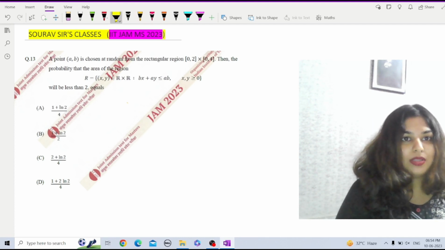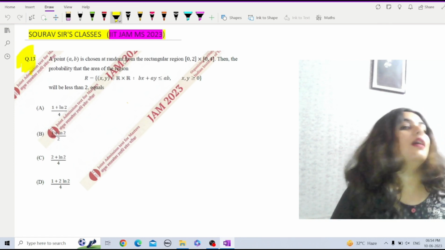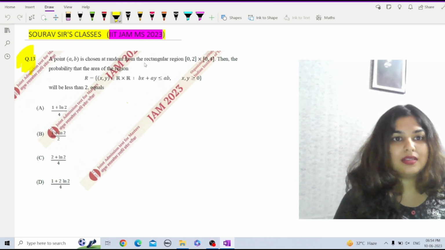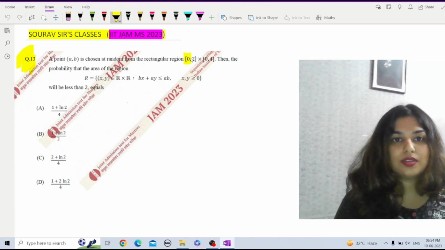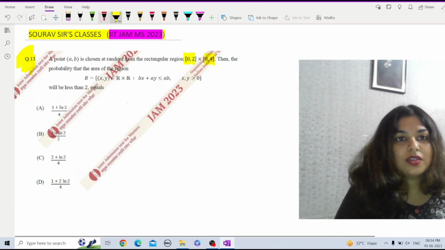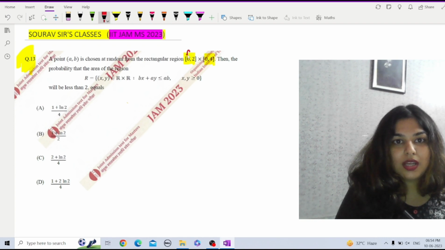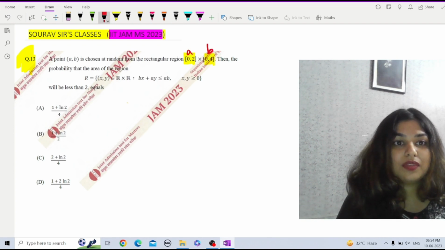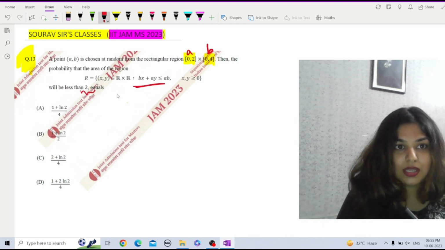So here is question number 13, and according to this question, you are given a point (A, B) from the rectangular region 0 to 2 by 0 to 4. So this region is for A and this is for B, right? Then the probability that the area of the given region bounded by this will be less than 2. So the area will be less than 2.